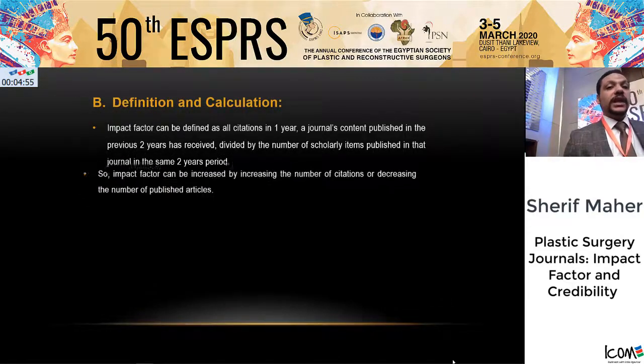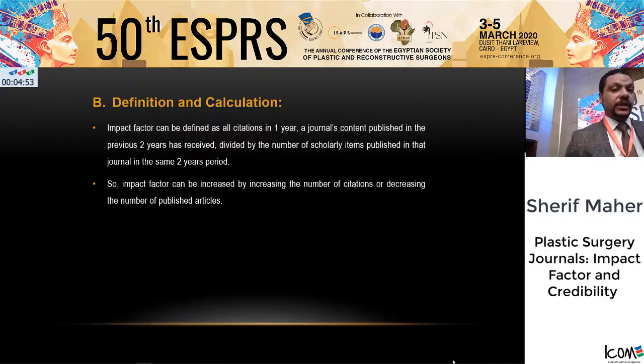What is the definition and calculation of the journal's impact factor? Impact factor can be defined as all the citations in 1 year that a journal's content published in the previous 2 years has received, divided by the number of scholarly items published in that journal in the same 2 years.